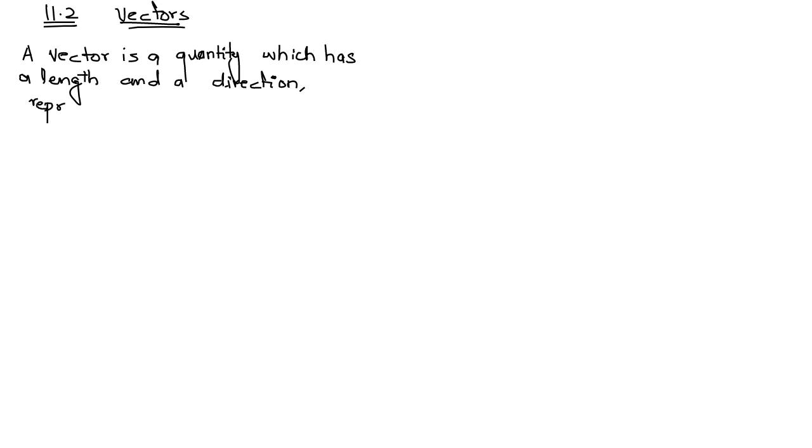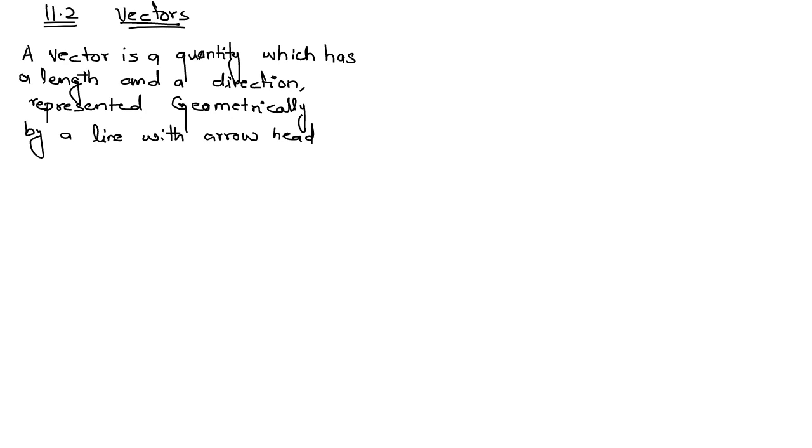represented geometrically by a line with an arrowhead. Okay, so what is meant by this one? That if you have any line, this is the line, okay, and the arrow at the head, that is the graphical representation of the vector. Okay, so this is the graphical representation of the vector.